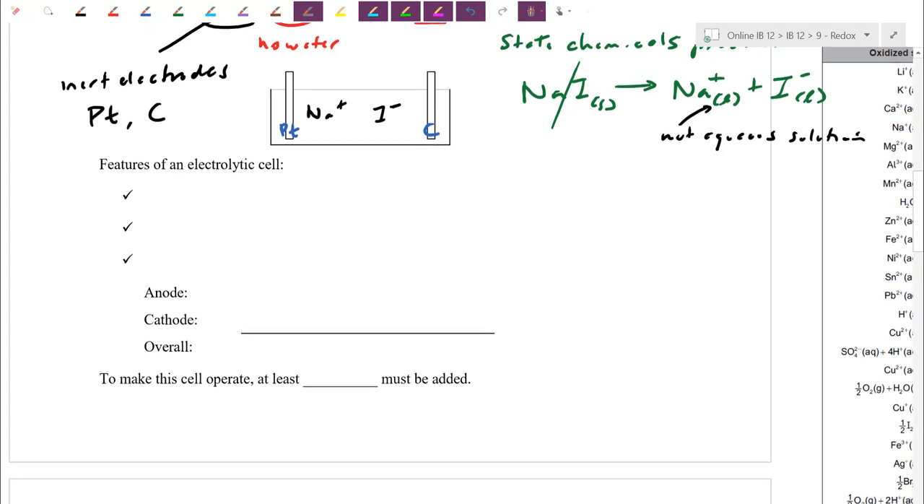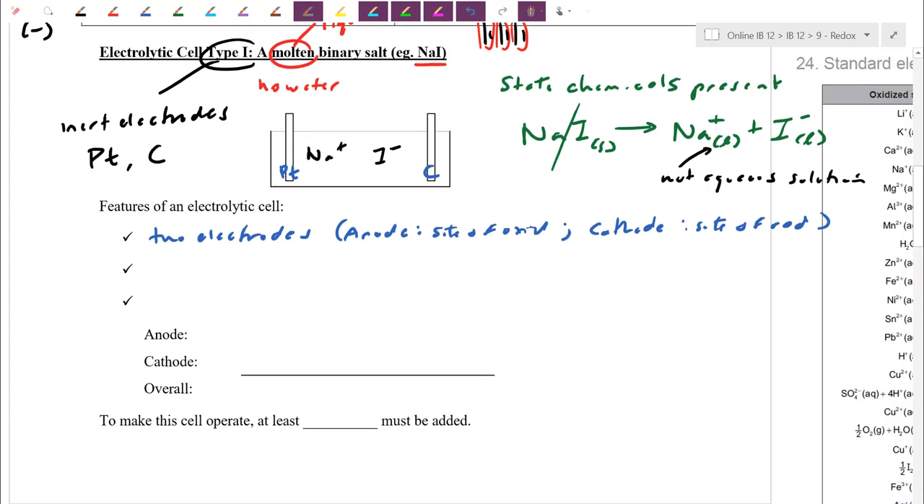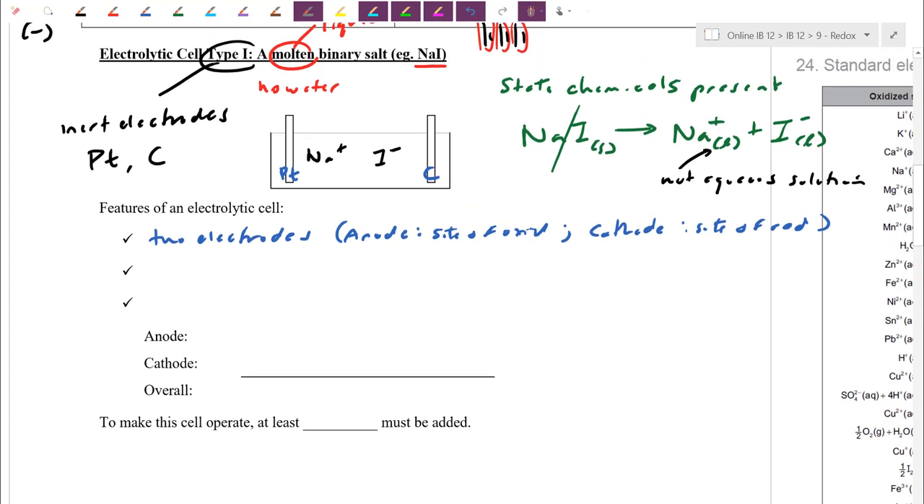So as we hook this up here, some of the features are the same: we still have our two electrodes, our anode and cathode. The anode is still the site of oxidation, and the cathode is the site of reduction. It's just the location where oxidation occurs. So even though platinum, let's say this is the anode for argument's sake, is inert, platinum itself chemically cannot lose electrons. But if something swims close to platinum and loses electrons on its surface, the platinum plate is still referred to as the anode. It's just the location where the oxidation occurs.